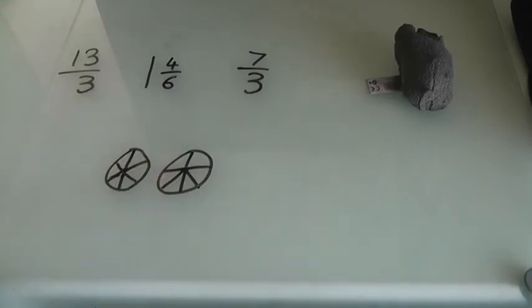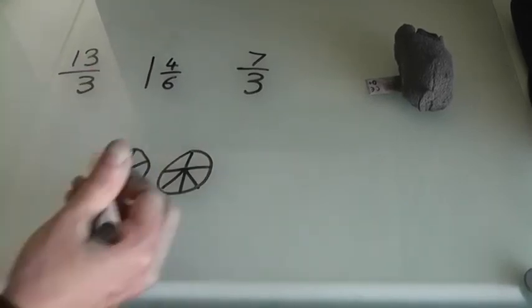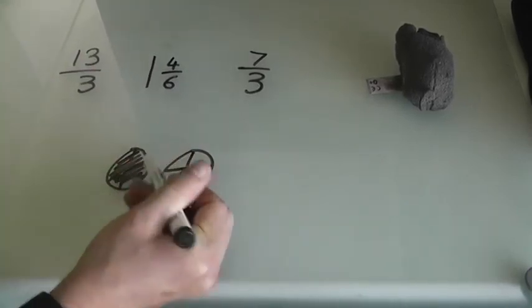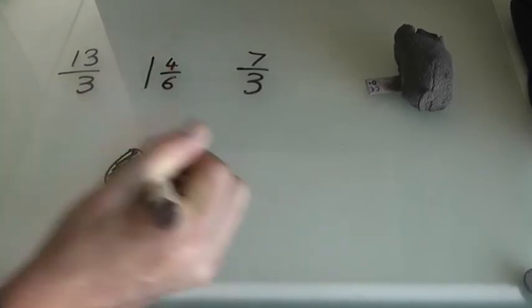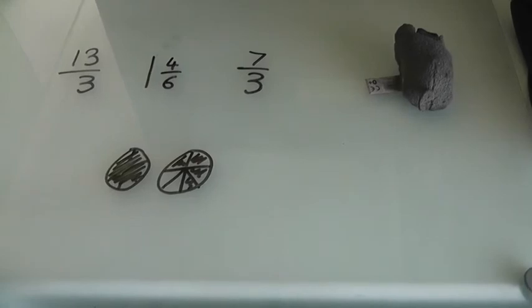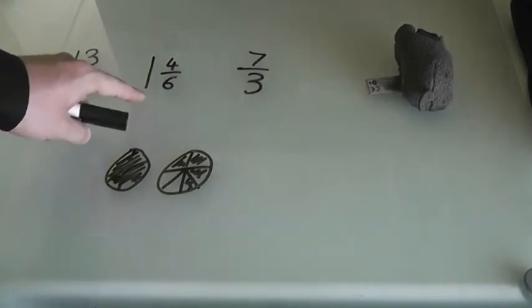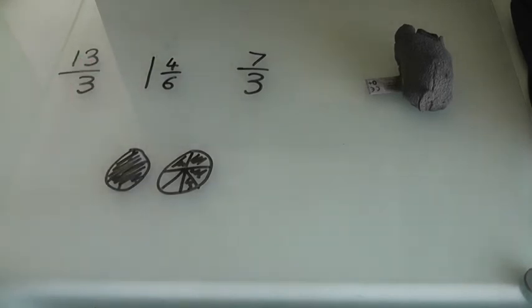There we go. You've got one whole pizza and 4/6 of a pizza. 1, 2, 3, 4. Okay? So the first step that I would do is get rid of this and turn it into an improper fraction, because look, the other two are improper fractions.